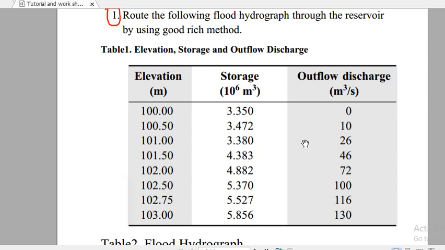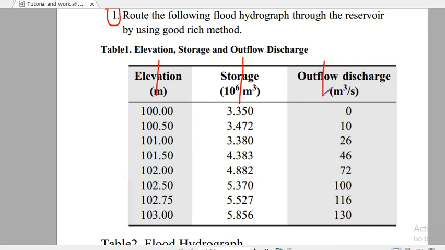There is a given data: elevation, storage, and outflow data. In the first column it is elevation data, and the second column, it is what? The storage data in mega meter cubed, and the outflow in meter cube per second.